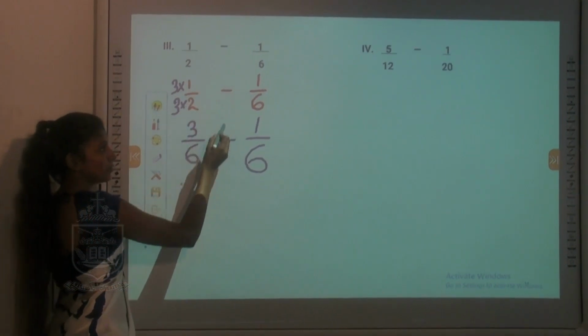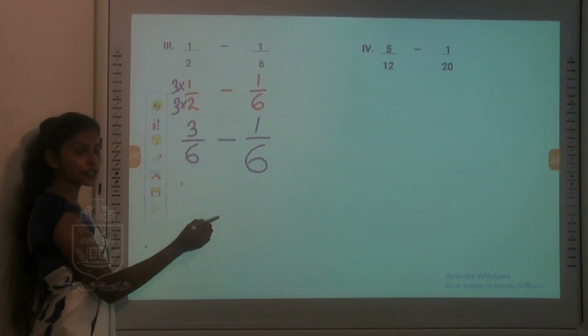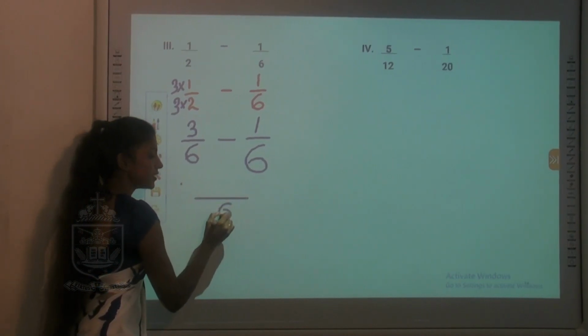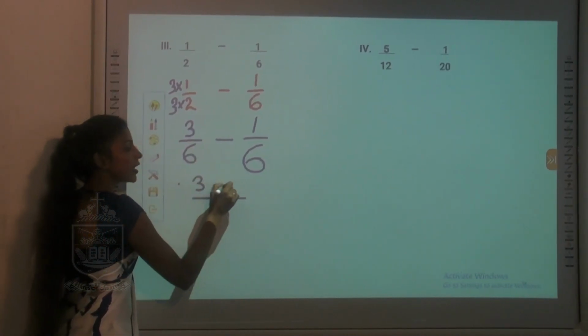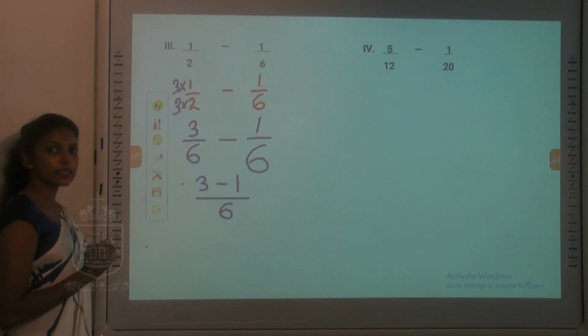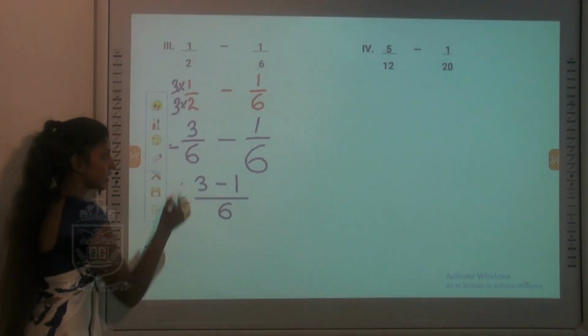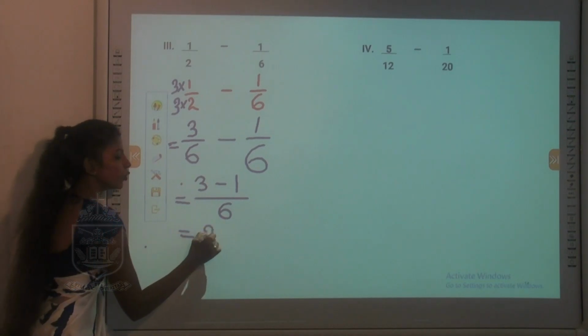Always please check the symbol, it is not addition, it is subtraction. So let's subtract 3 minus 1, now the denominator is 6. So you can subtract the numerators. 3 minus 1 is 2. So here the final answer is 2 over 6.